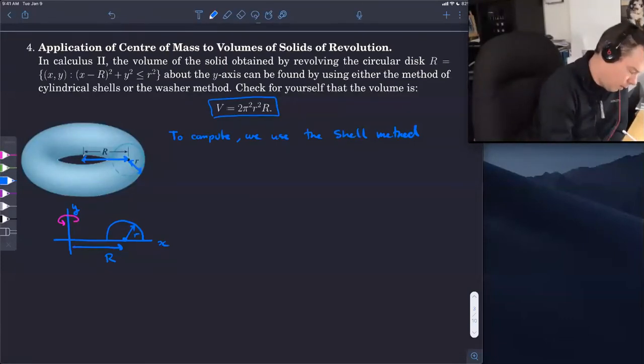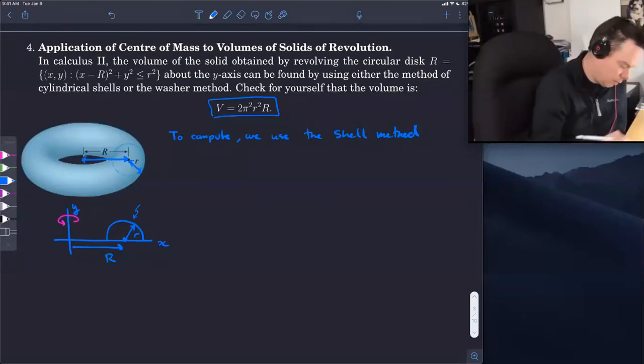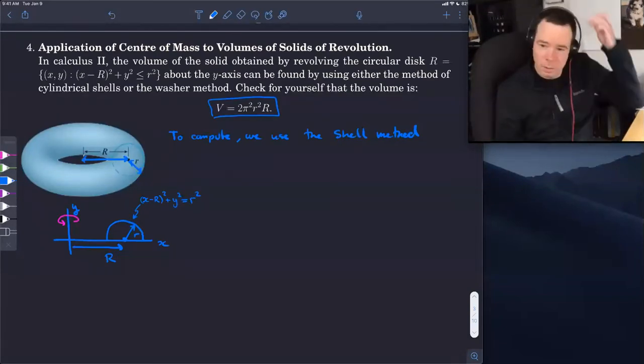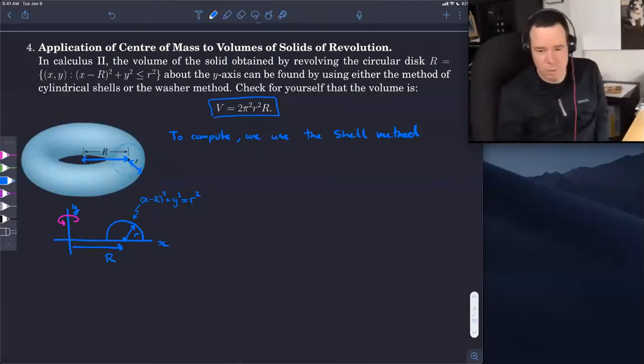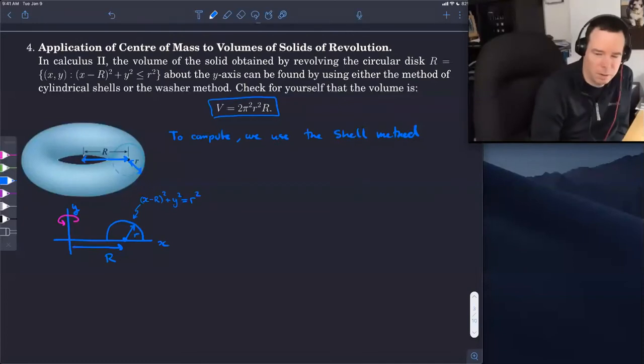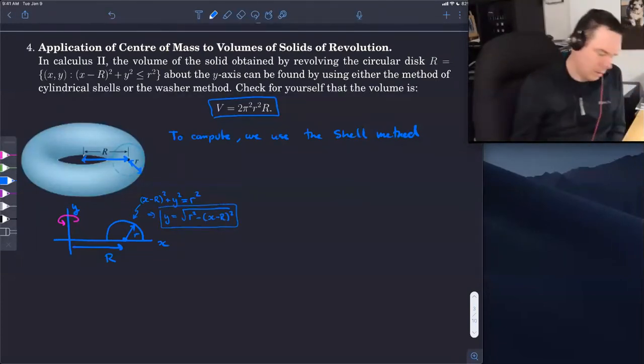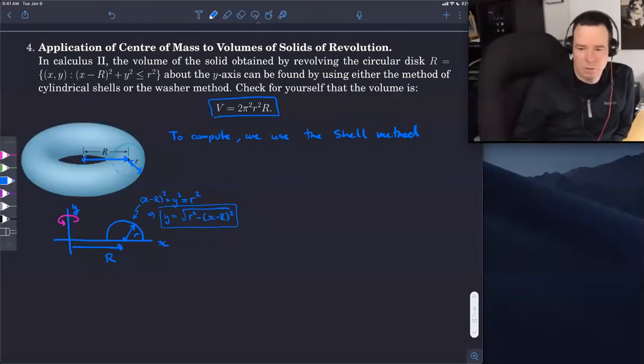And the things we needed to know in this case was the equation for this curve, and that would have been x minus big R squared plus y squared is equal to little r squared. So that's just that circle shifted over to have a center of x equals big R and y equals 0. But since it's an upper part of the curve, we could solve for the positive square root for y, and we get the square root of little r squared minus x minus big R all squared. So that is our curve, that upper semicircle.